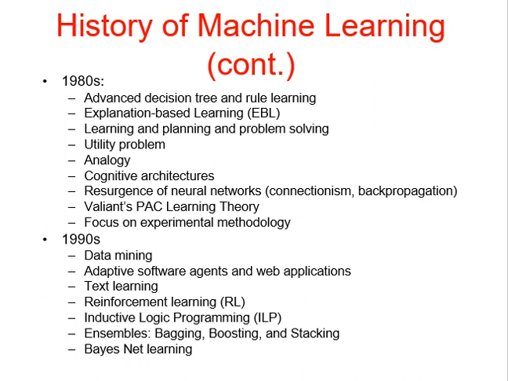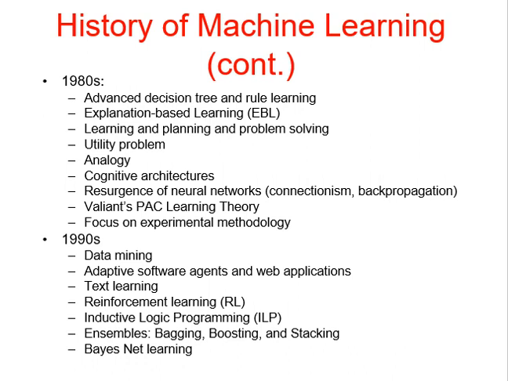And then in the 1980s, many machine learning techniques were developed, such as advanced decision tree and rule learning, explanation based learning, learning and planning and problem solving, the utility problem, analogy, cognitive architectures, and then Valiant's PAC learning theory, and a focus on experimental methodology. In 1990, we developed data mining, adaptive software agents and applications, text learning, and then reinforcement learning, inductive logic programming, ensembles such as bagging, boosting, and stacking, and then Bayes net learning.